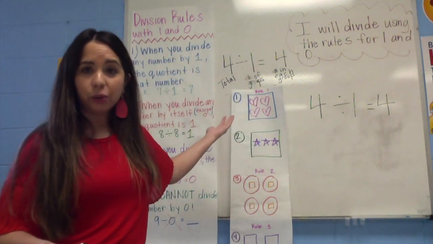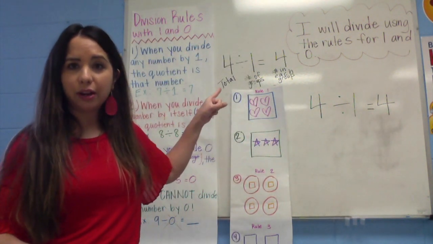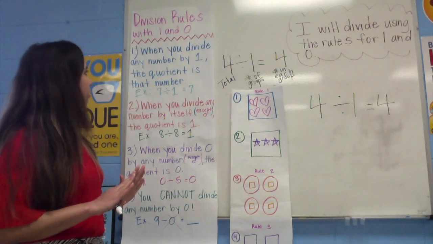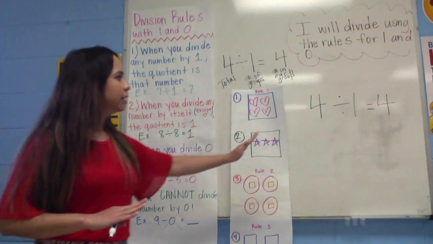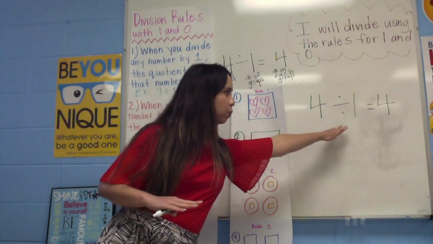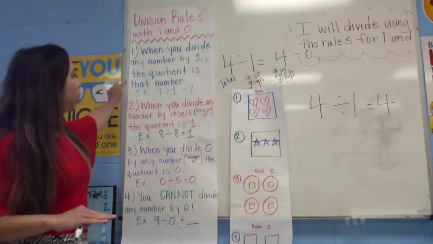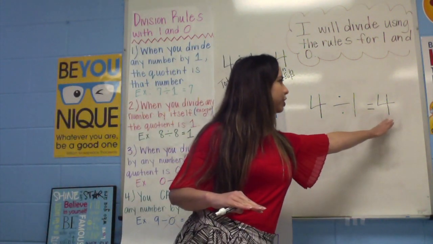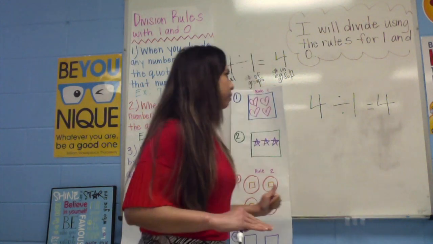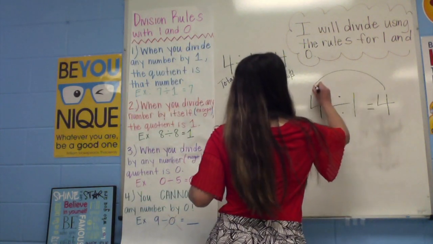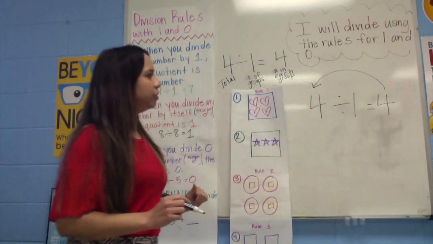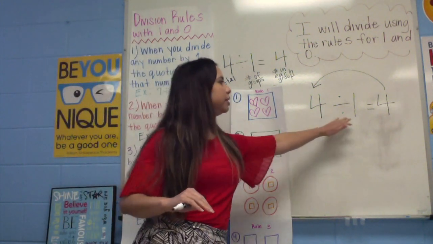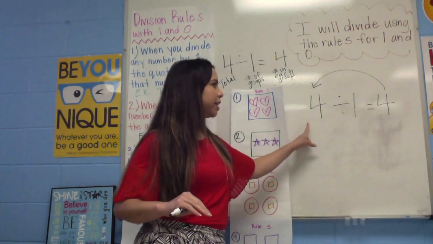And that's exactly what rule number 1 says. So let me reread that. When you divide any number by 1, okay, here's that number, 4 divided by 1, the quotient is that number. So as you can see, the answer is 4. The dividend. So when you divide any number, in this case 4, divided by 1, your answer will be that number.